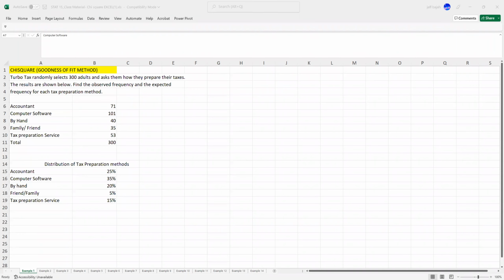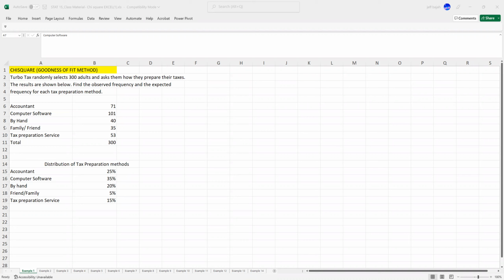Welcome. Today we're going to learn a new statistical tool called chi-square. Now, chi-square is actually a fun and helpful tool, and my goal is to use Excel to make this a very easy process for you to understand.